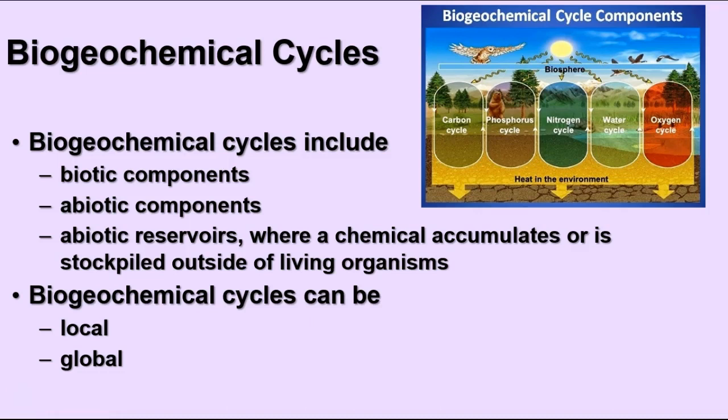They're all in all of these cycles. We talk about several different ones. We've got carbon, phosphorus, nitrogen, water, and oxygen. All of those things are involving several different parts. We have living components, we have non-living components there, and then we have various reservoirs. That's basically where the chemical is stockpiled outside of the living things within the ecosystem.